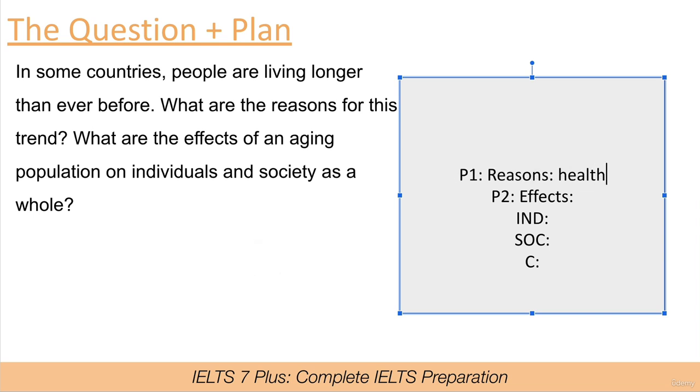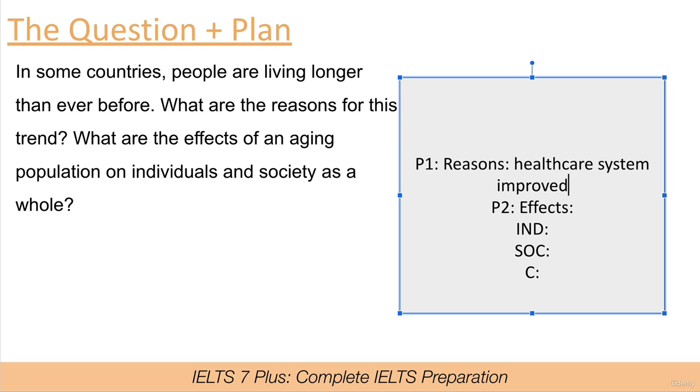Okay, reasons that people are living longer. Well, our healthcare system has improved. This is almost linking the last topic a little bit. Healthcare system has improved. Vaccinations have eradicated diseases like polio and really serious tuberculosis, things like this, which in the past killed many people, millions of people.